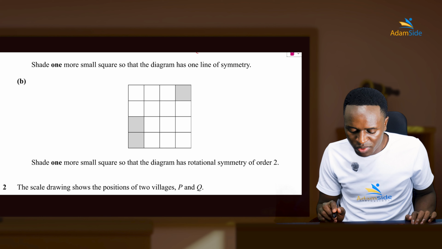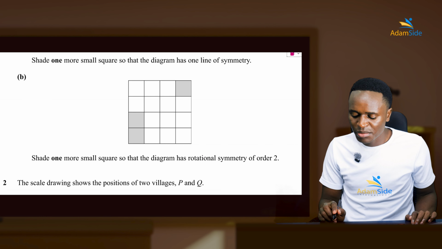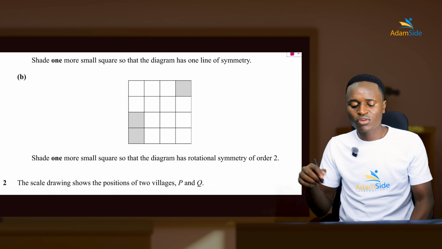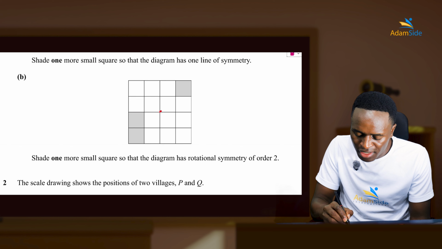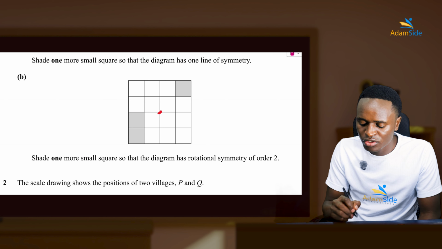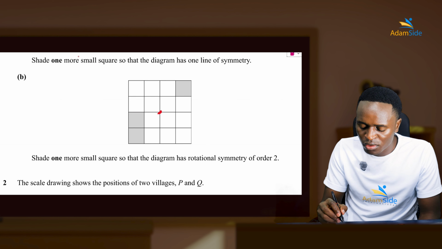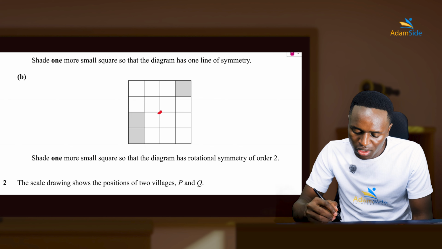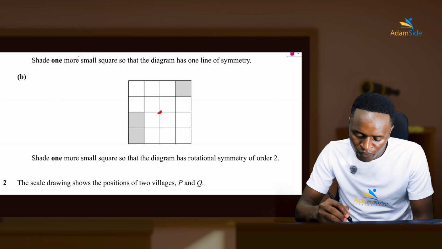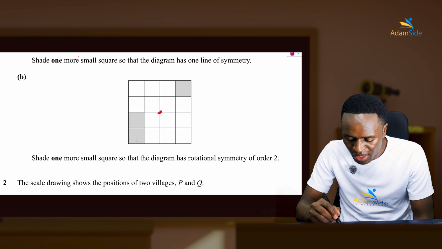Shade one or more small squares so that the diagram has rotational symmetry of order 2. Rotational symmetry of order 2 means this shape has to rotate. In rotation, because here we have 2, the other side also has to be 2. So you have to choose. Here we have 2.